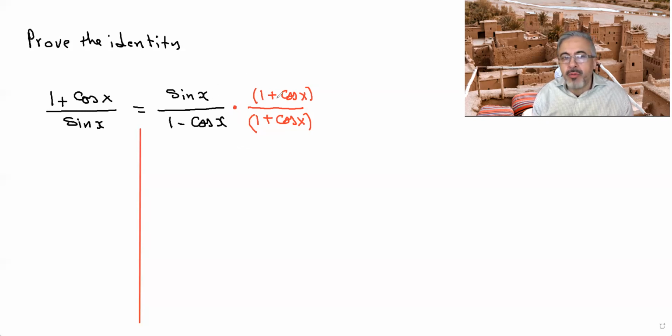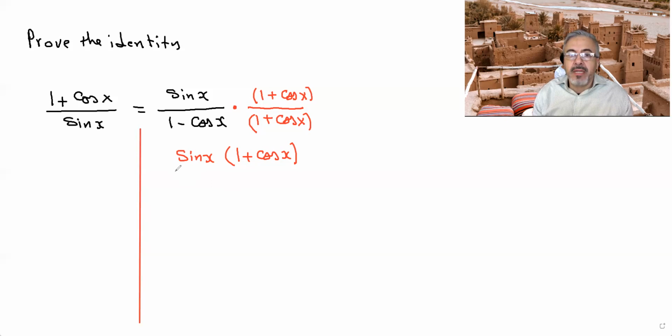here on the top, don't distribute anything. And I'll tell you why you don't want to be distributing the sine x into 1 plus cos x. Because when you do an identity, always keep in mind where you're trying to get to. You're trying to get to this. Now, if I look at this part here, it looks exactly like this.